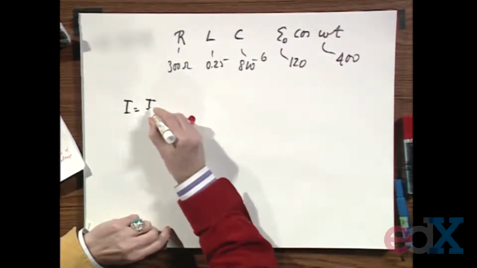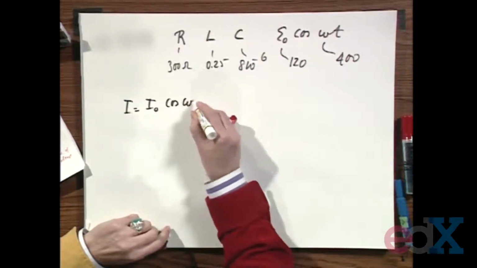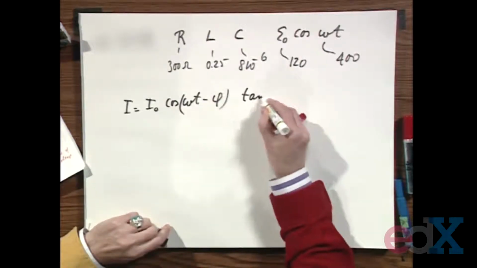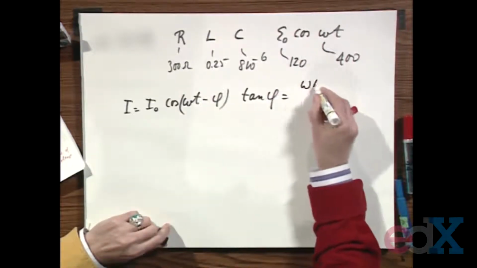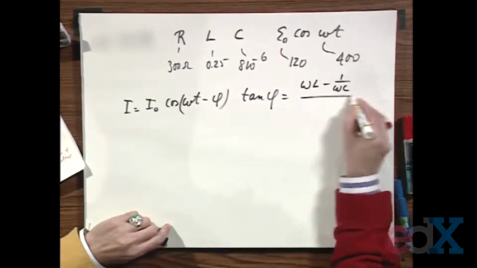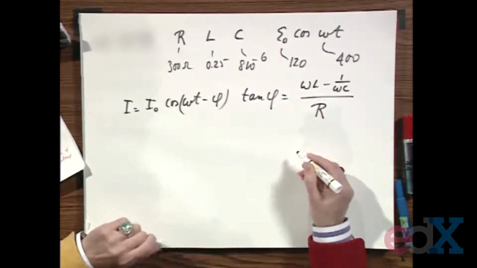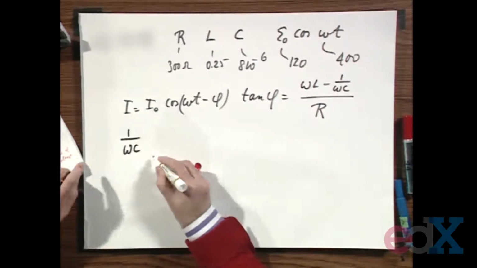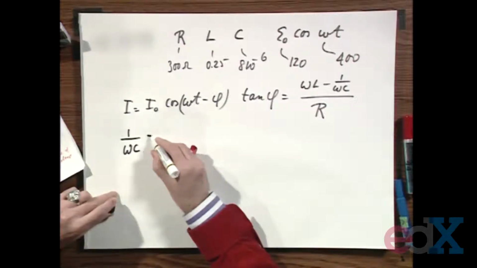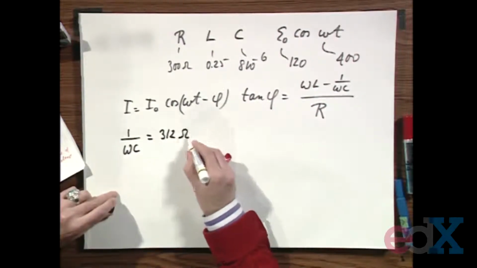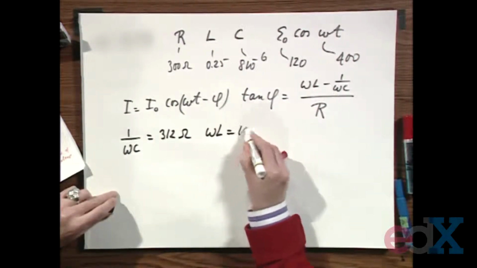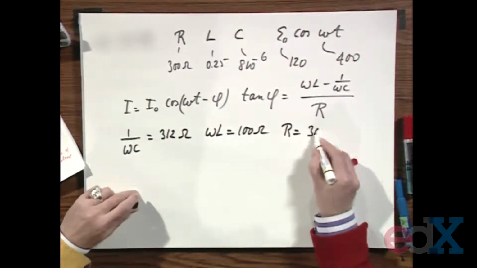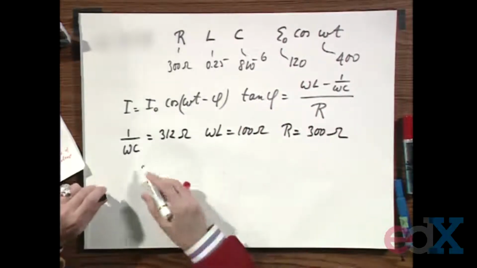I equals I0 cosine omega t minus phi, and the tangent of phi equals omega L minus 1 over omega C, divided by R. I think it's the third time that you see this now. It's interesting to write down the reactance of the three components. It's 312 ohms for the capacitor, 100 ohms for the self-inductance, and 300 ohms for the resistor.